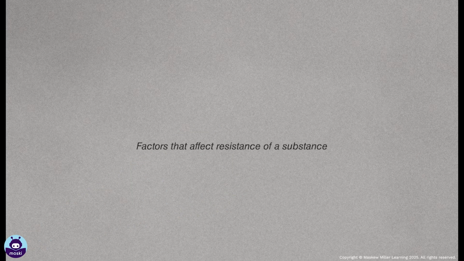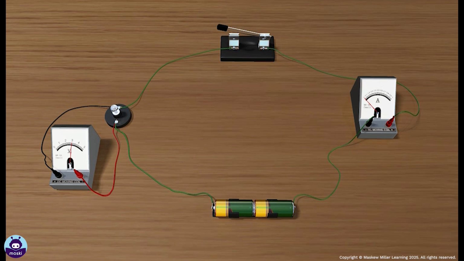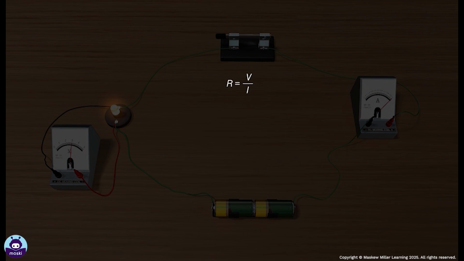...that affect resistance of a substance. We saw earlier that the resistance of a resistor in a circuit is given by the relationship R equals V over I. As the resistance increases, the current decreases. Current is inversely proportional to the resistance. Rearranging the terms, I equals V over R.